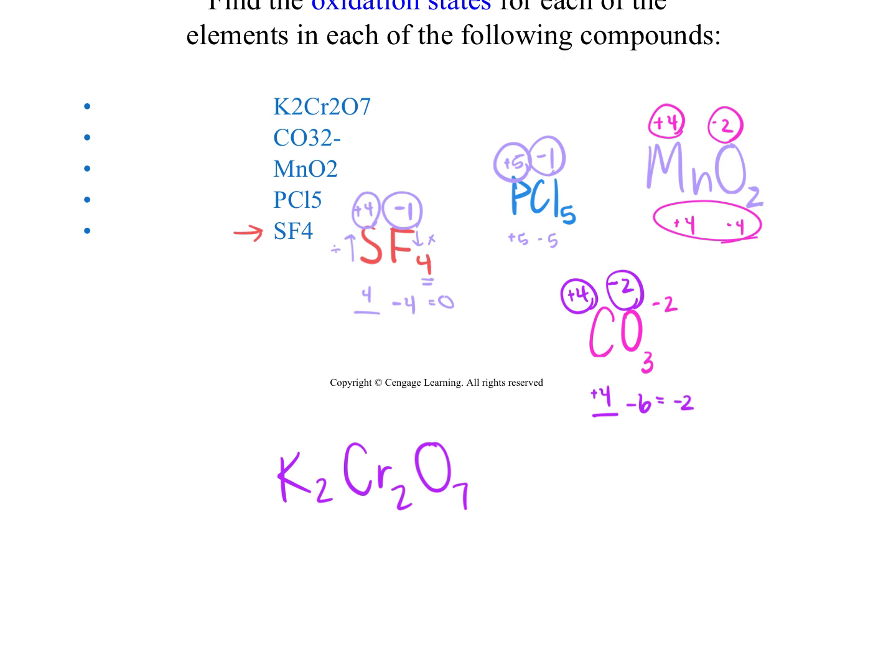K2Cr2O7. This is kind of a weird one, right? This is an ionic compound that contains a polyatomic ion and a metal. The polyatomic ion here, I think that's chromate, I would assume. I don't have my thing in front of me, but I have a metal and then a polyatomic ion.